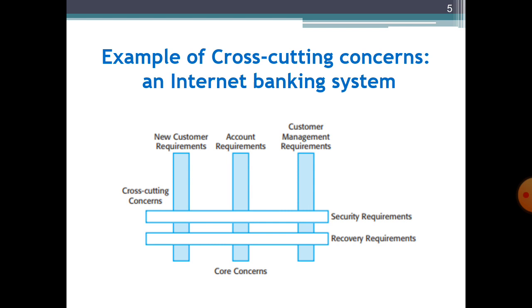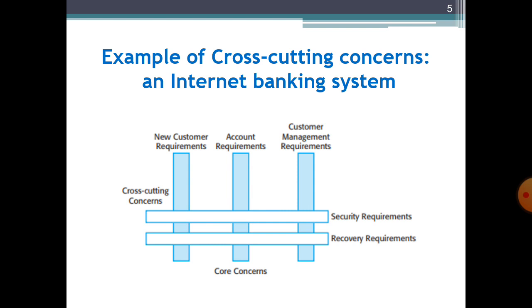So the primary purpose is actually about functional requirements. However, this system also had some security requirements, which are based on the bank security policy, and there are also recovery requirements to ensure that the data is not lost in the event of a system failure. So these are the cross-cutting concerns, as they may influence the implementation of all of the other system requirements.